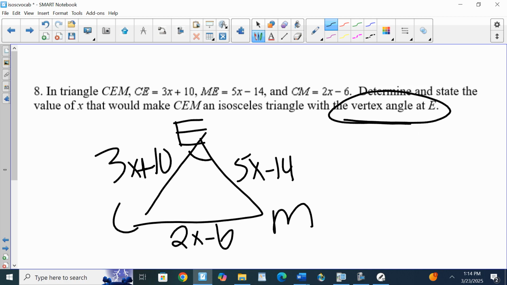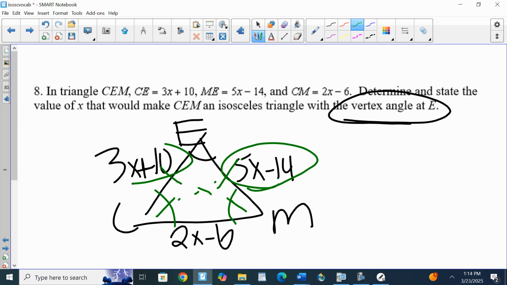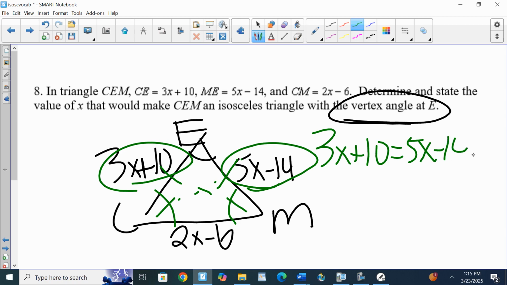So if the vertex angle is E, that means that these are my two congruent angles, which means that these are my two congruent sides, which means that these are equal. 3x plus 10 equals 5x minus 14. So if you don't know the vocabulary, you wouldn't be able to set the appropriate expressions equal to each other. So that's what's important here.